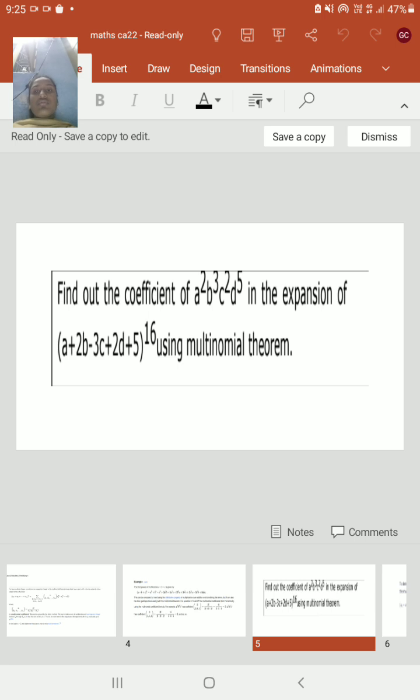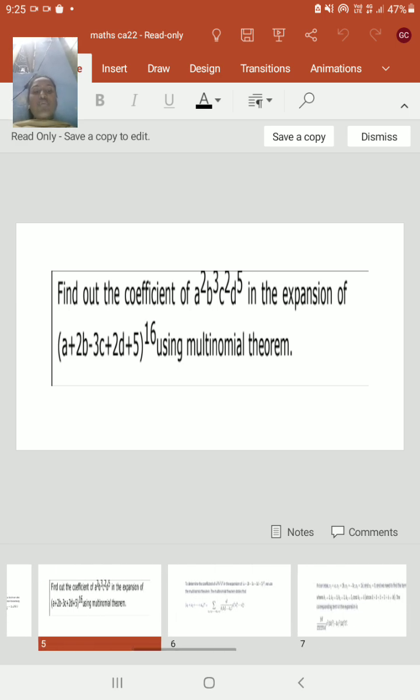Now, we will take one problem. The problem is: find out the coefficient of a square b cube c square d power 5 in the expansion of (a + 2b - 3c + 2d + 5) whole power 16 using the multinomial theorem. Let's see how we will use the multinomial theorem for a given problem step by step.